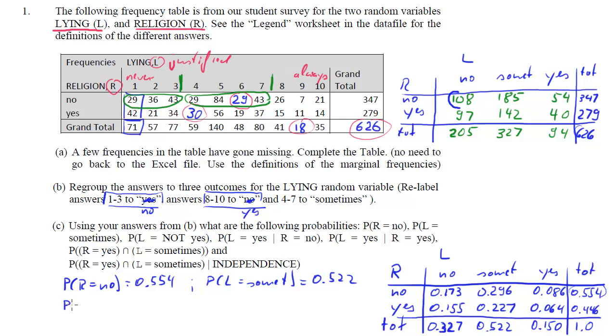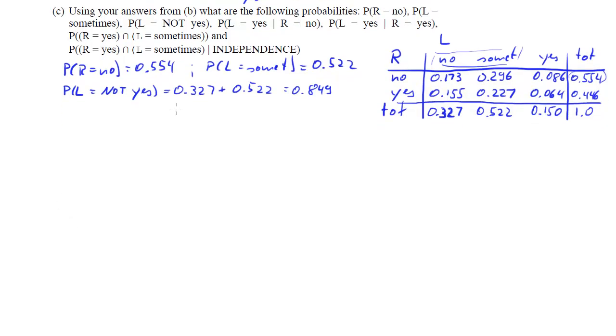So then the probability that L is not yes. So what does that mean? The probability that L is not yes, that means these two categories. So we need to add up. Since they are mutually exclusive, these two categories, we can add up the probabilities. That's the same as the probability for no plus the probability for sometimes, and we get 0.849. What is missing here?